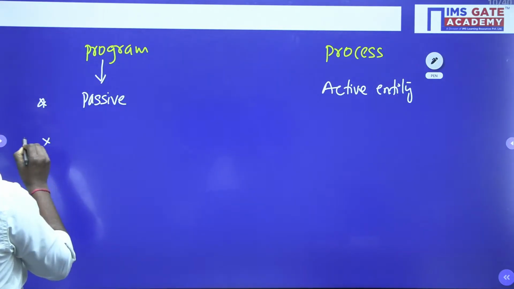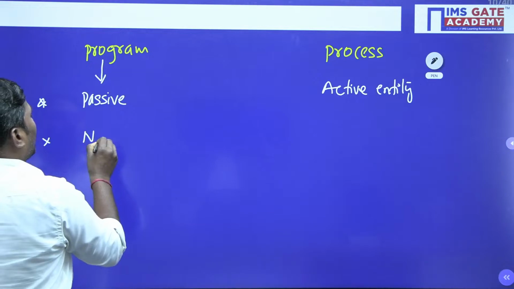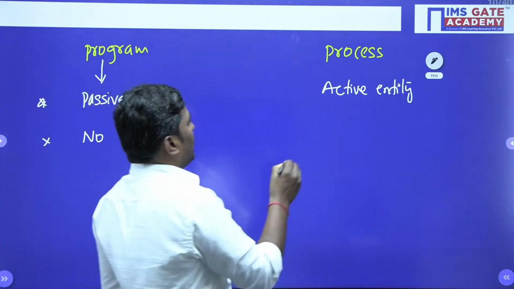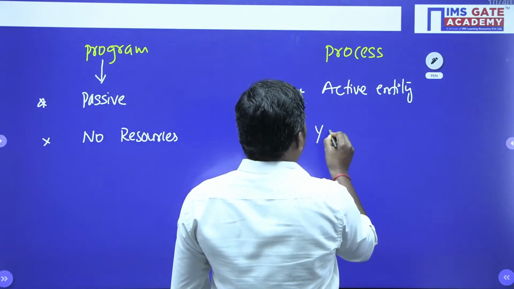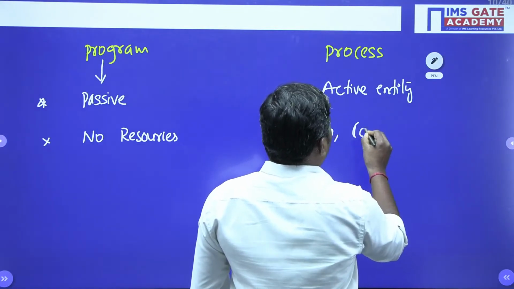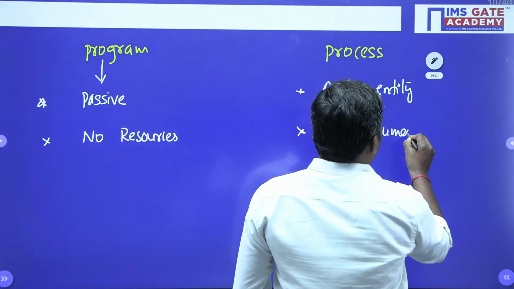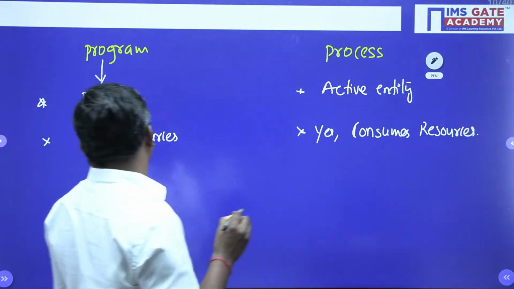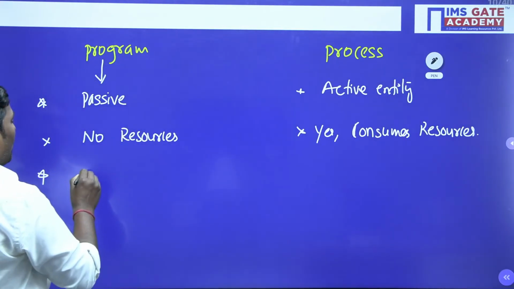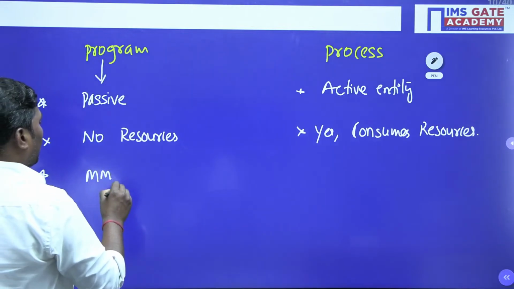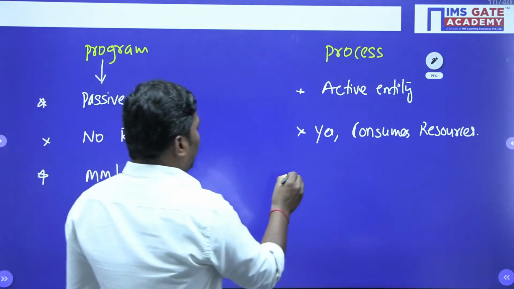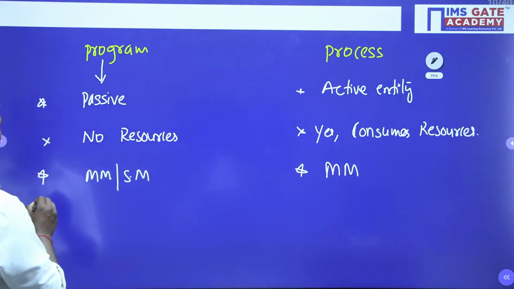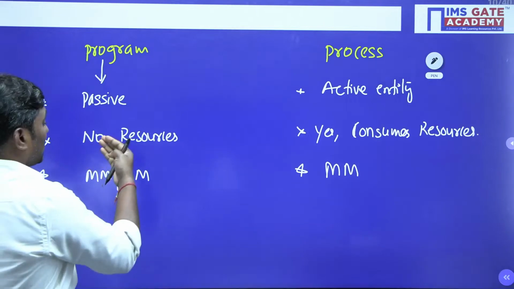Second point: no resources are used by a program. A process consumes resources. A program can be in main memory or in secondary memory, but a process is always in main memory only. Correct or not? Main memory only. What other things can we do?